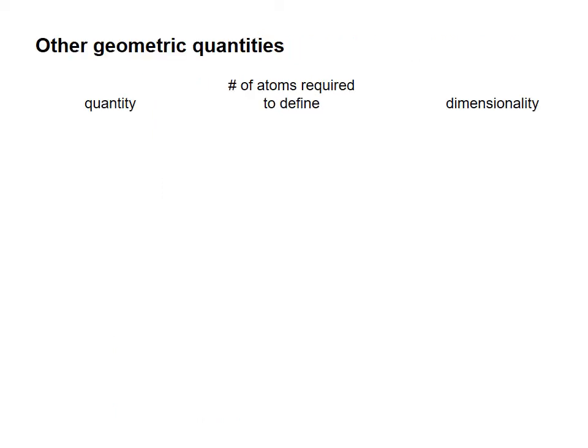In addition to bond lengths, bond distances, we can get some other geometric quantities. So this is the first one I just talked about, bond length. Bond length I would describe as a one-dimensional quantity, meaning that you could define it on a number line, and ultimately, in order to characterize a bond length, what you need are two atoms. Okay.